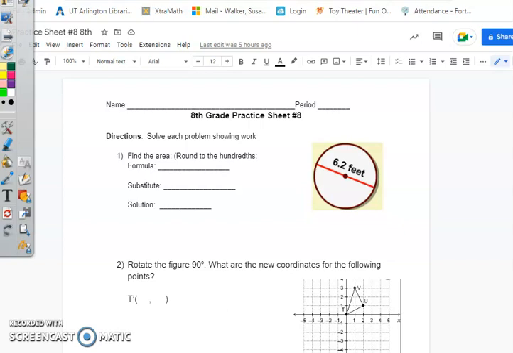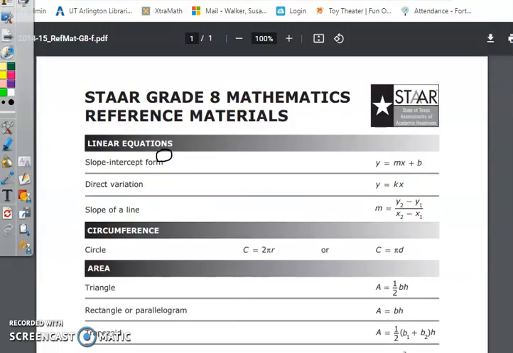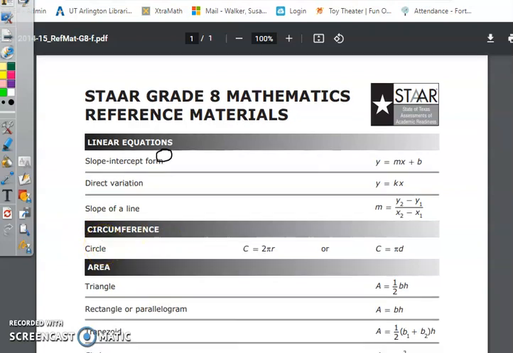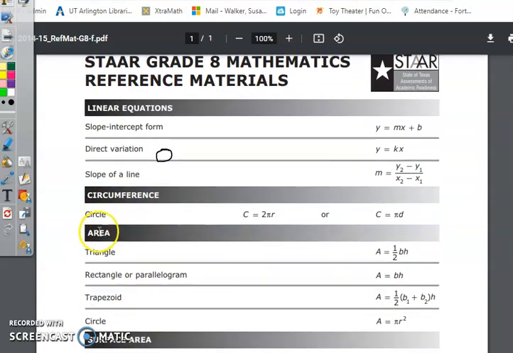Hello, 8th graders. We are going to work on practice sheet number 8. You can see the first problem, we're looking at area of a circle, which means we need our formula chart. So you need to pause the video and take out your formula chart. And once the formula chart is out, please make sure we're not looking at circumference. Okay, we're going to be looking for area.